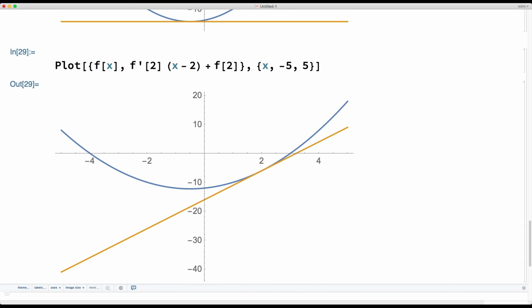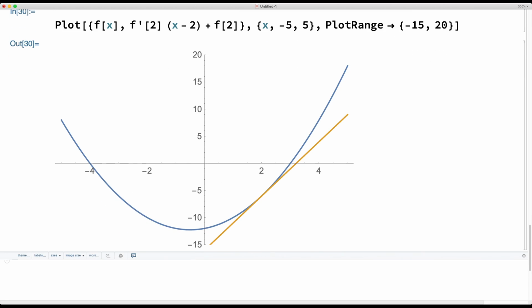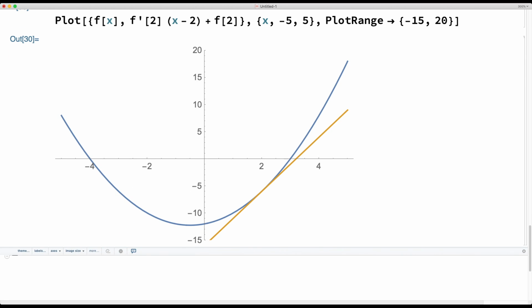Yeah, let's say negative 15 up to 20. So I can force the plot range by saying PlotRange arrow, so I do dash greater than negative 15 to 20. Okay, and there it gives me more like what we had. So you can specify the y range in addition to the x range if you so choose.